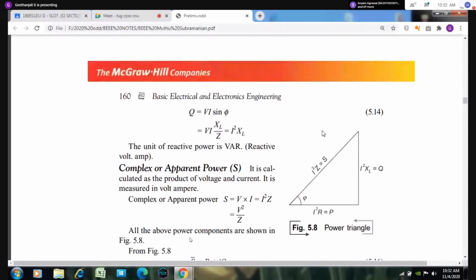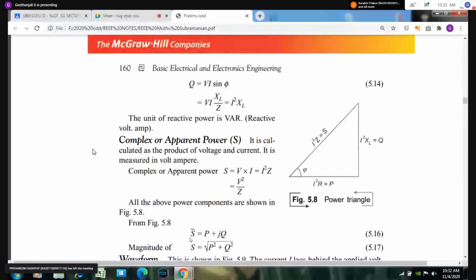The third power is the complex or apparent power, denoted by S, where P is real power, Q is reactive power, and S is apparent power. Another name for the apparent power is complex power. From the power triangle, we know the expressions: P is equal to I square R, the active power; I square XL is the reactive power; and I square Z is the apparent power.